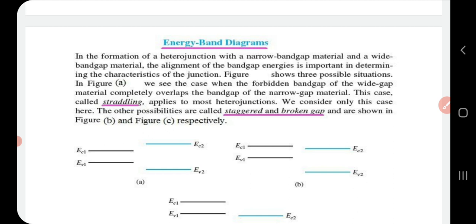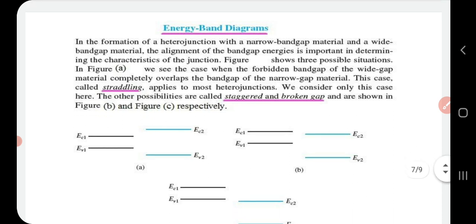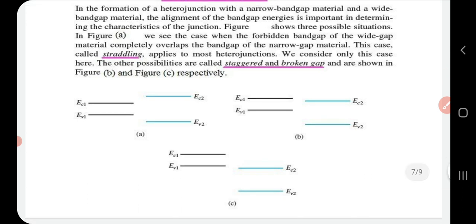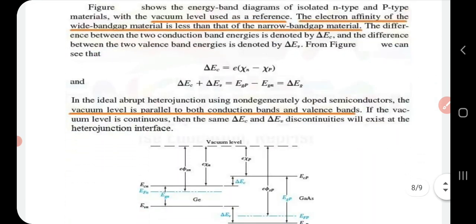Now we consider only this case here. The other possibilities are called staggered and broken band gap, and they are shown in figures B and C respectively. So when you are asked to define what is meant by straddling, staggered and broken band gap, you just mention them and draw this figure. Okay, so their concept will be clear.